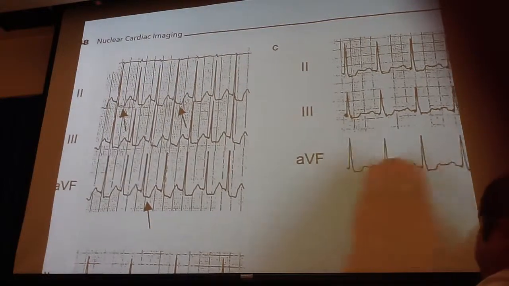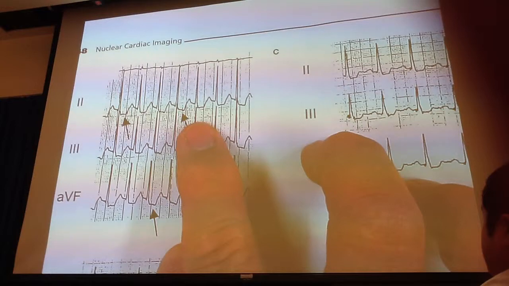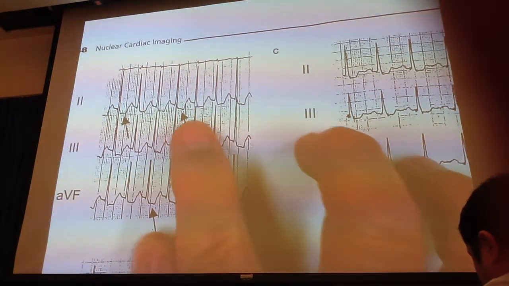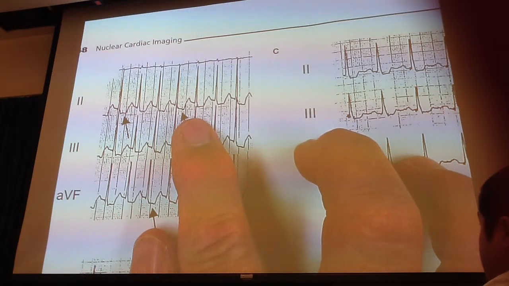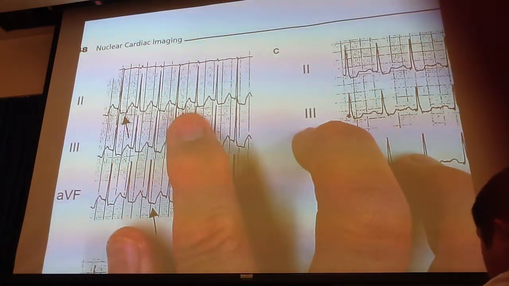Down here at this one. See where the arrow is? What segment is being affected? The ST segment. Okay? And it's a depression, isn't it?